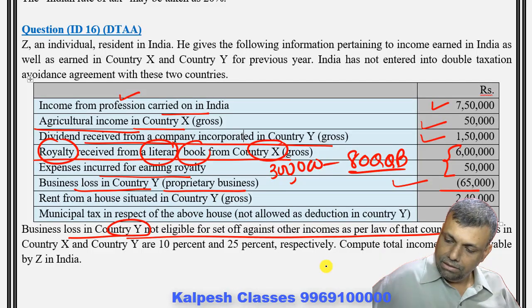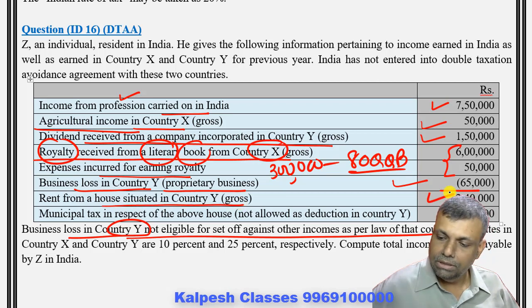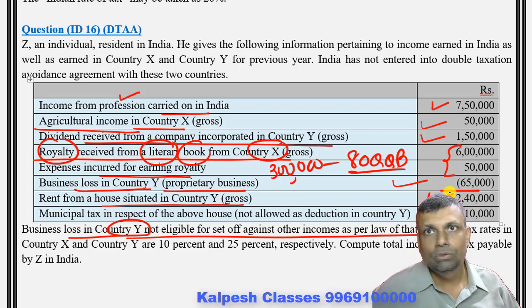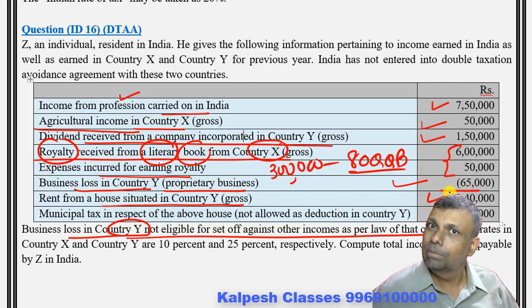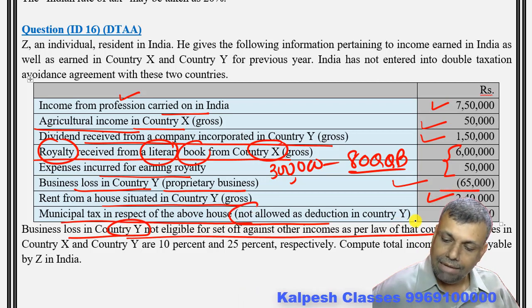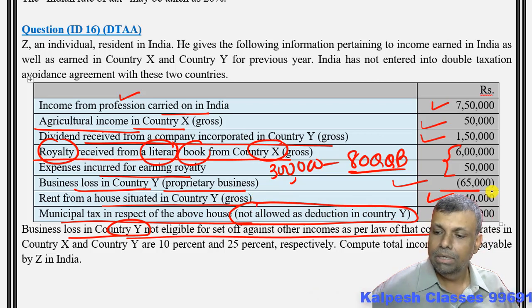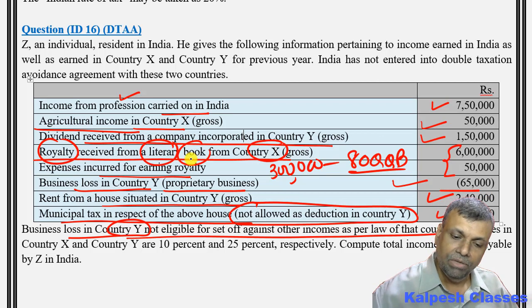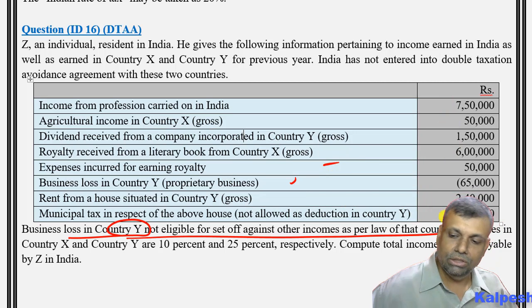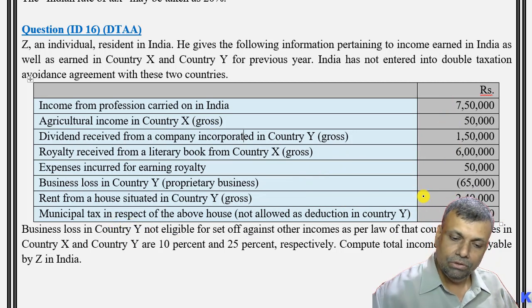Okay. The next thing that we have is rent from a house situated in country Y. So this is house property income, basically property in a foreign country. In India, of course, this money will become taxable, there is no doubt about that. Municipal taxes are paid in that country, but in India it will be allowed as a deduction. Basically, whatever your house property computation is in India, we have to do it as per the Indian law only.